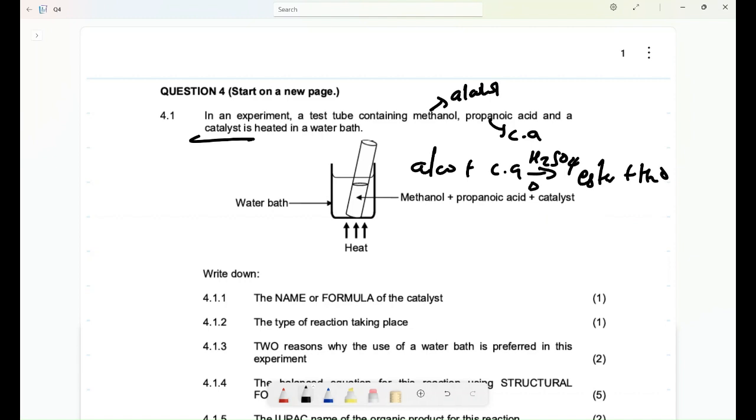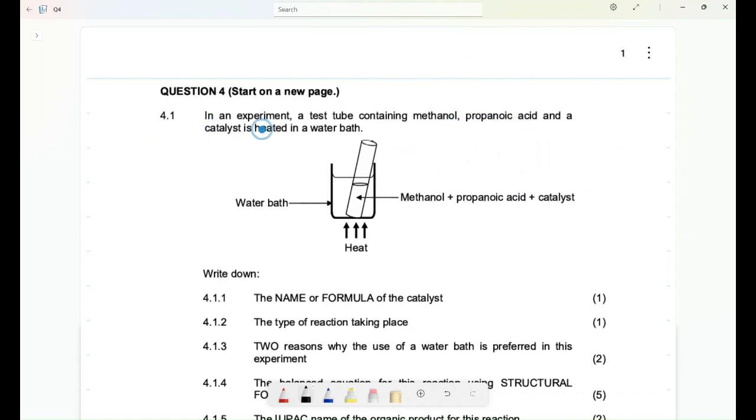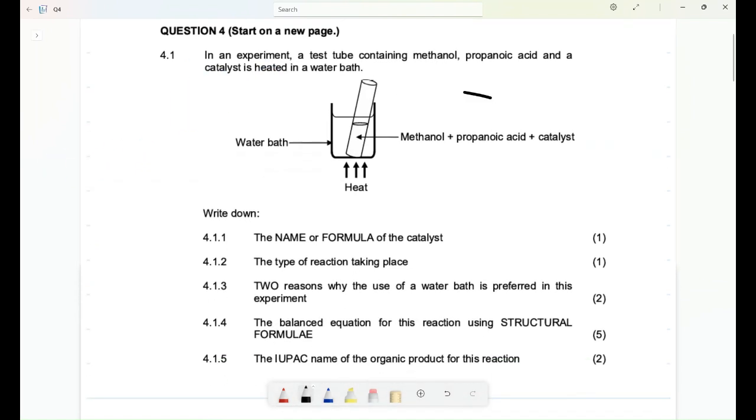So I want to believe this is an esterification reaction. Why? Because methanol and propanoic acid can only combine to form an ester in the presence of a catalyst called H2SO4, and it should be concentrated. Okay, now let's continue. We can see the setup.